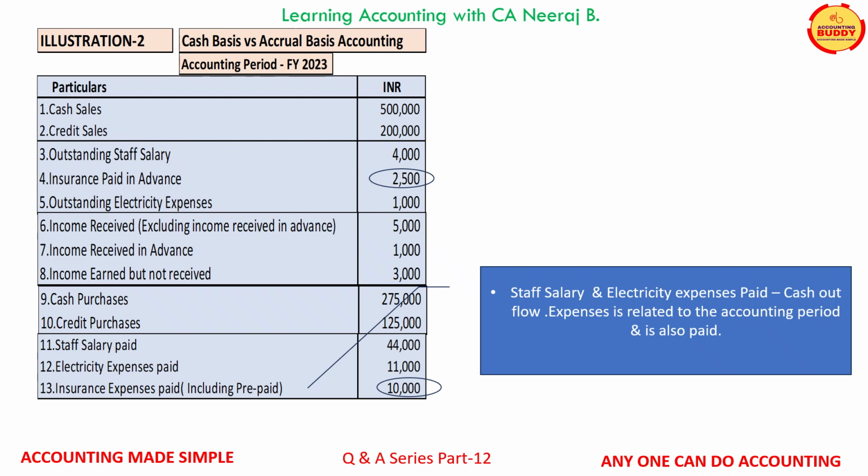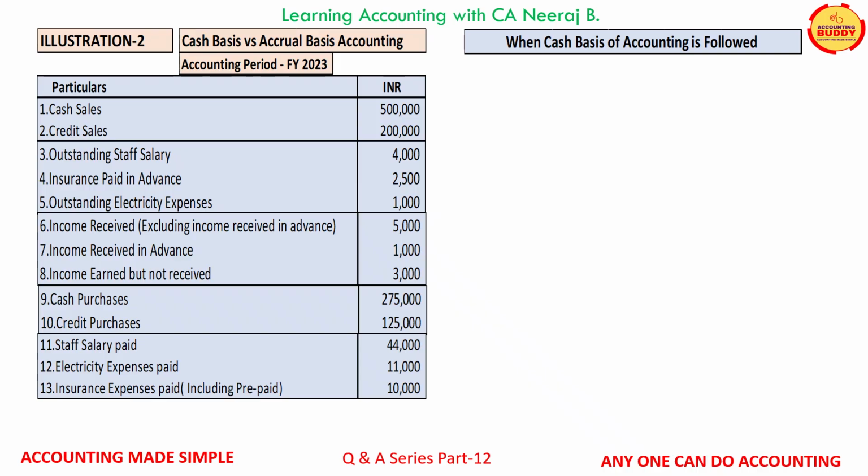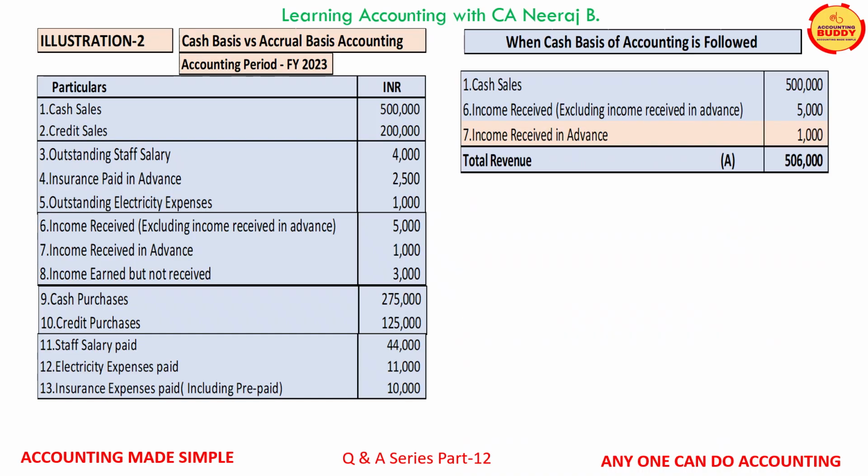Let us calculate the profit or loss in case cash basis of accounting is followed. Total revenue of 506,000 will be considered, which includes transaction serial number 1 cash sales 500,000, serial number 6 income received 5,000 and serial number 7 1,000 income received in advance. Since we are using cash basis of accounting, credit sales of 200,000 and income earned but not received 3,000 will not be considered.